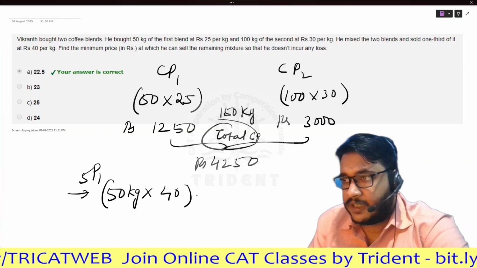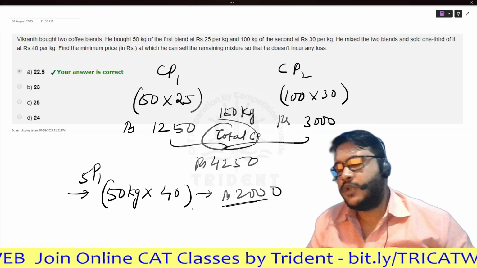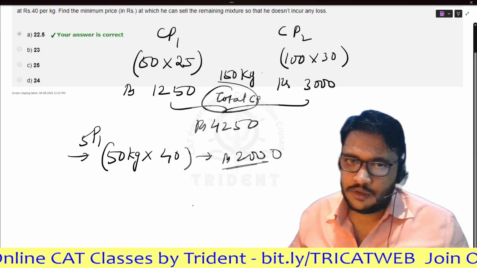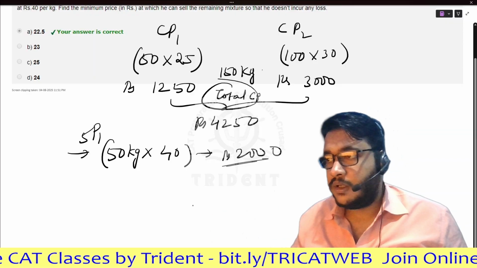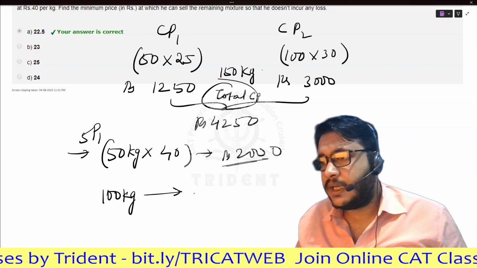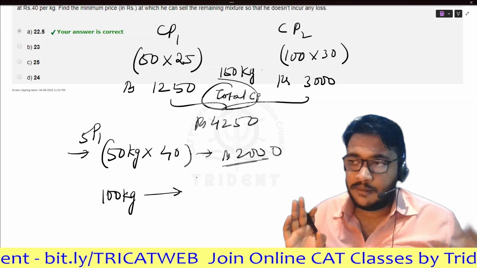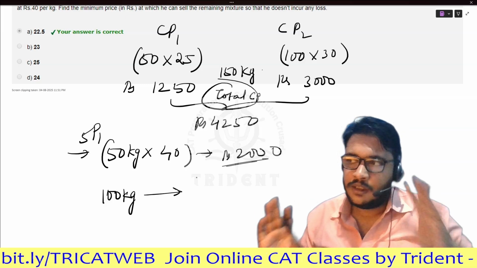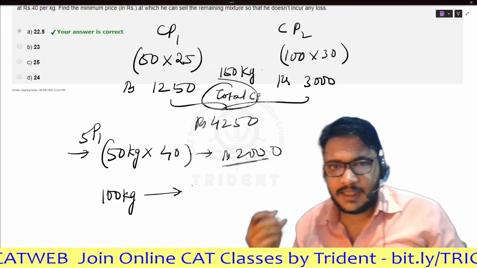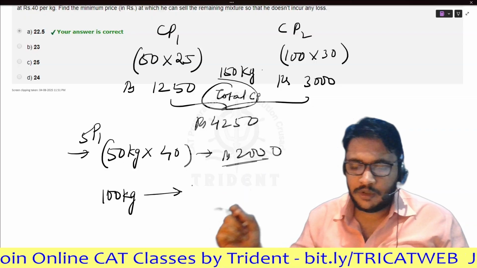That means SP1, that much he has gotten is 2000 rupees. Okay, 2000 rupees he has in his pocket. 2250 rupees he needs to make again. Now 100 kg is left and he needs to make sure that he is balanced, right? So there is no loss.